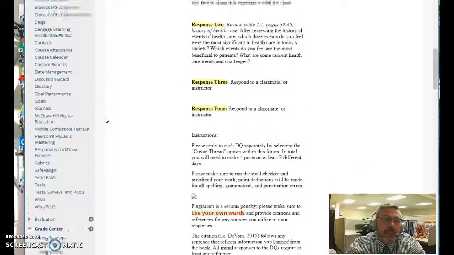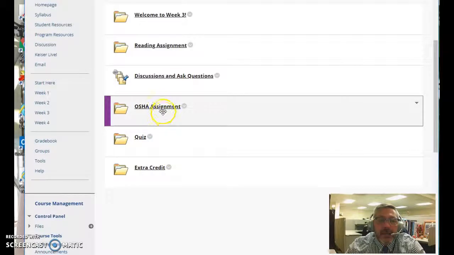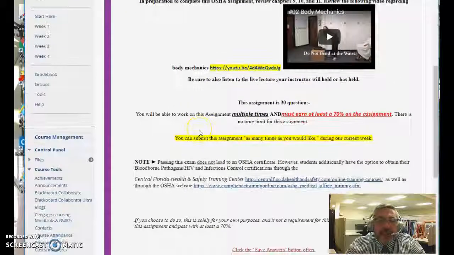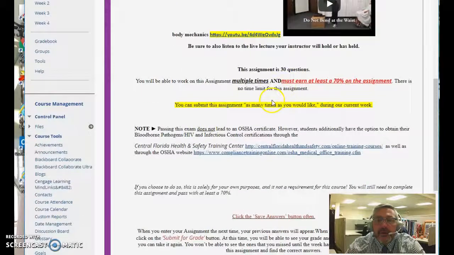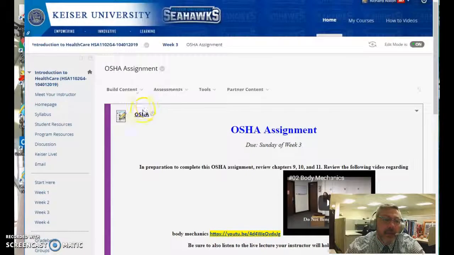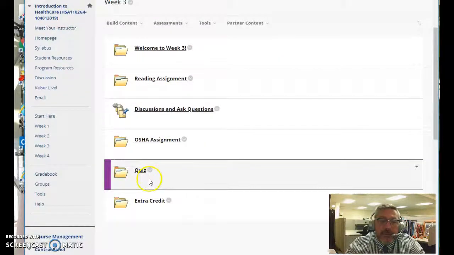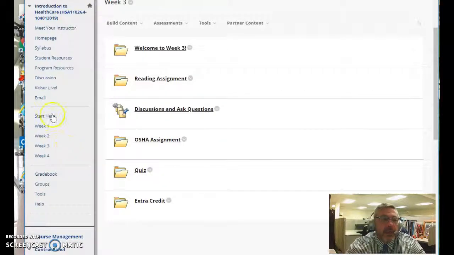If you have any questions, please give me a call on that. And then you have your OSHA assignment, which again, you must score at least a 70% or higher. Right here it says must earn at least a 70% on the assignment. There is no time limit for the assignment. You can take it as many times as you like until you receive the score that you're happy with, but again, you have to score 70%. And then you have your quiz for the week. So make sure that you do not forget about your quiz.